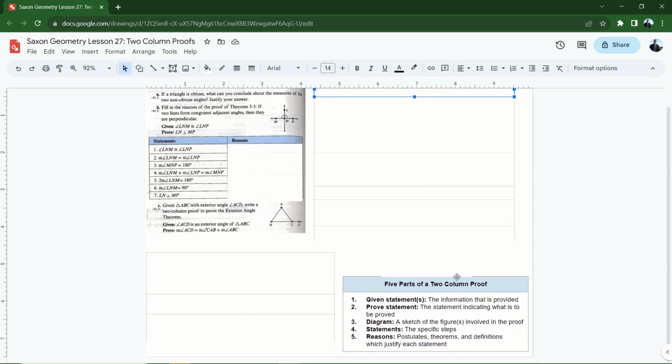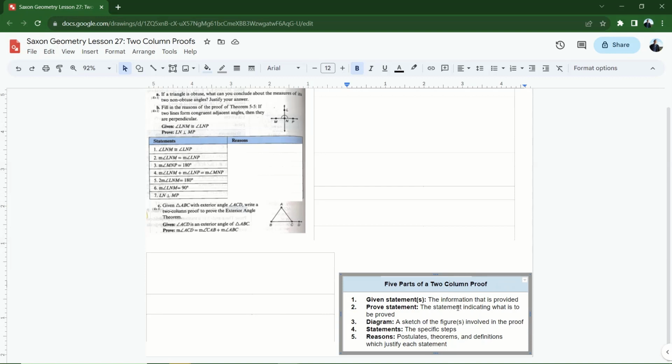There are 5 parts to a two-column proof that you need to be aware of. First of all, there's the given statements, the things that are assumed to be true that are given at the start of a problem. A proof statement is the thing that is proven to be correct by the end of the problem. A diagram is something that you're going to sketch to show what's going on. This is specific to a geometric proof. Statements are the specific steps in between the beginning and the end, and then reasons are what justify each and every step from beginning to end.